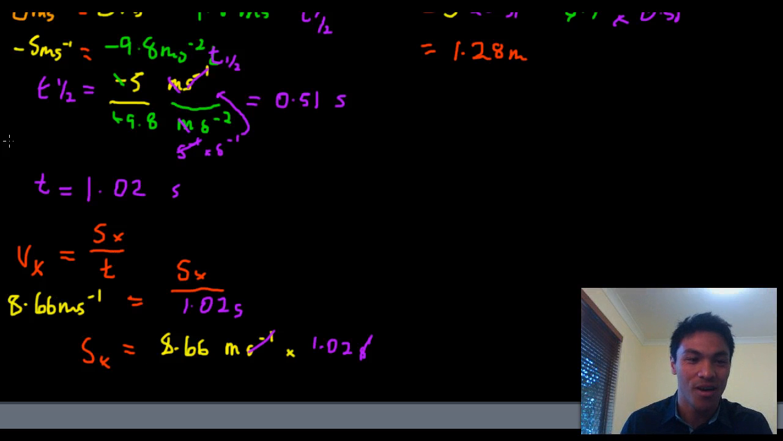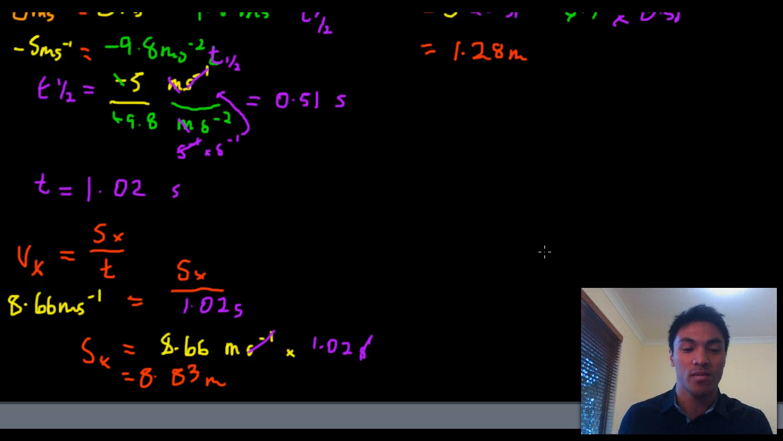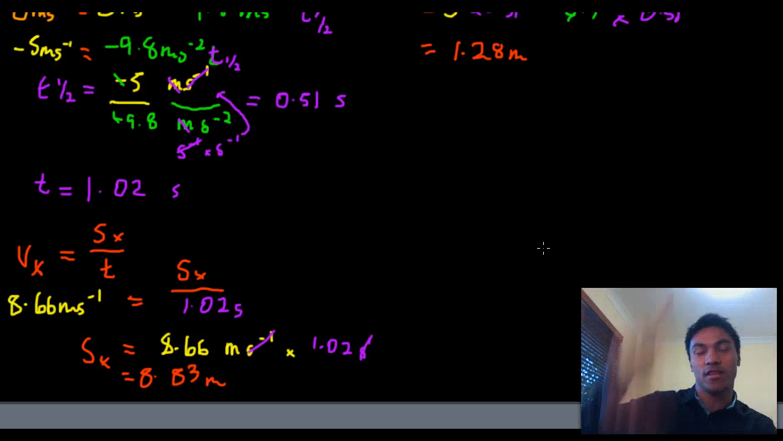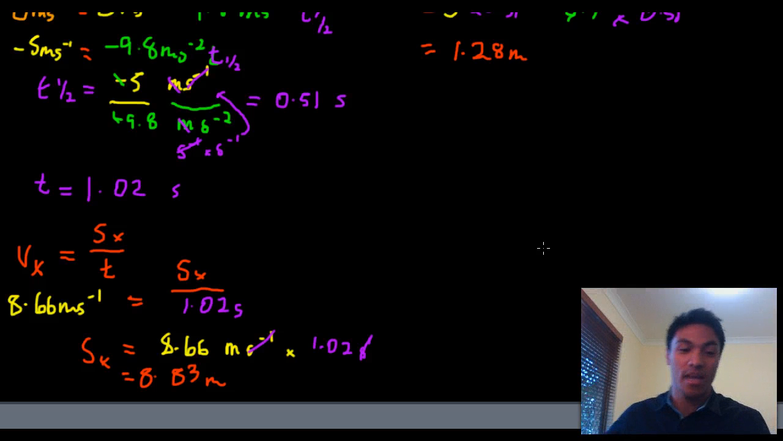So the final displacement is going to be 8.66 times 1.02. So I'll do that quickly. 8.66 times 1.02 should equal 8.83 meters in the x direction. So its final displacement, because remember there's no longer any displacement in the vertical direction, it will have landed in the same plane. So its final displacement is going to be 8.83 meters.